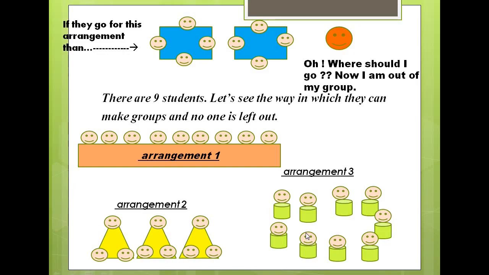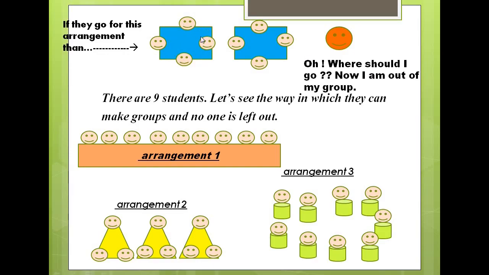But yes, 1 is also a factor of 9, isn't it? Because they can make a group where there is only 1 student. Nobody is left out. They all are there, each one single. But you have to keep in mind that nobody should be left out.